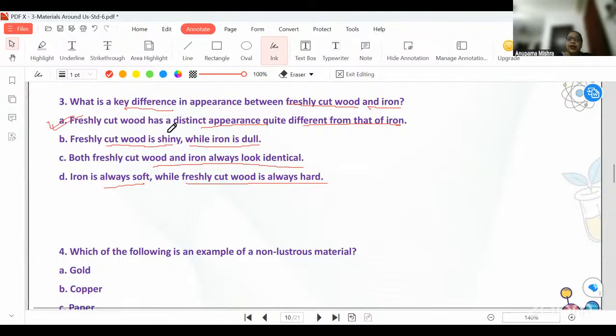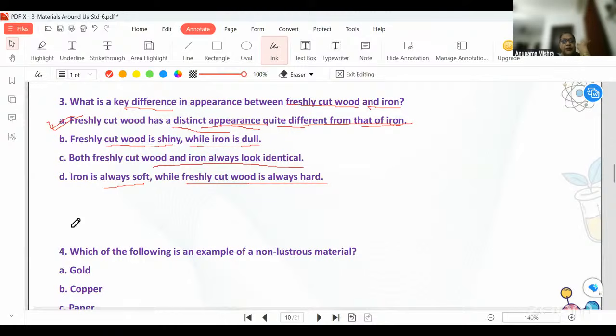Freshly cut wood has a distinct appearance, quite different from that of iron. When you cut iron, what happens? It will appear very shiny. But when you cut the wood, a distinct appearance will show. It will not have any shiny appearance.